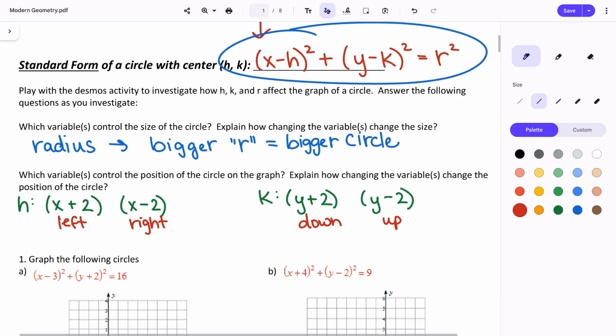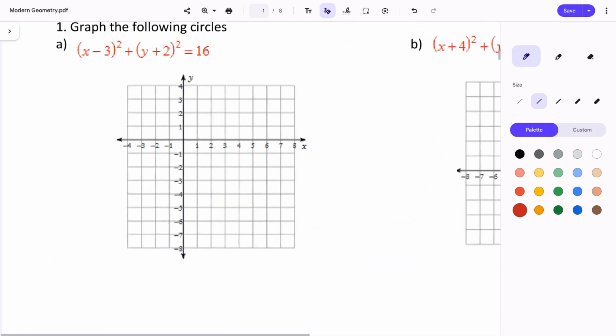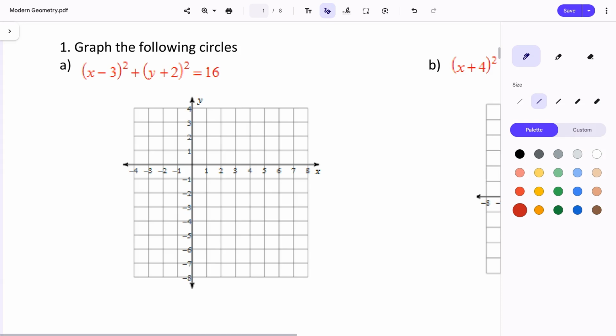So what we're going to do now is start working with the equation of the circle. The first, I would say, couple sets of problems are going to be us really being able to practice identifying the center and the radius. And we'll do a little bit of graphing here with these first couple. So let's take a look at the first one, letter A.